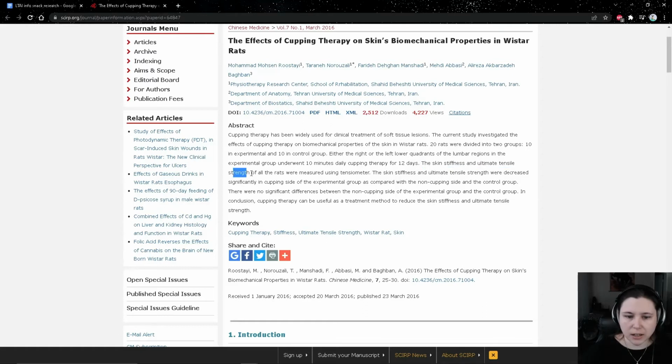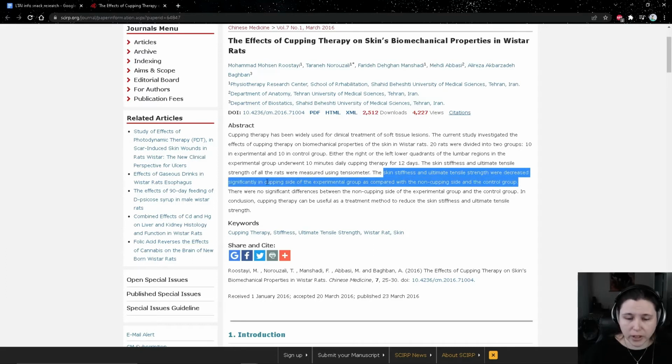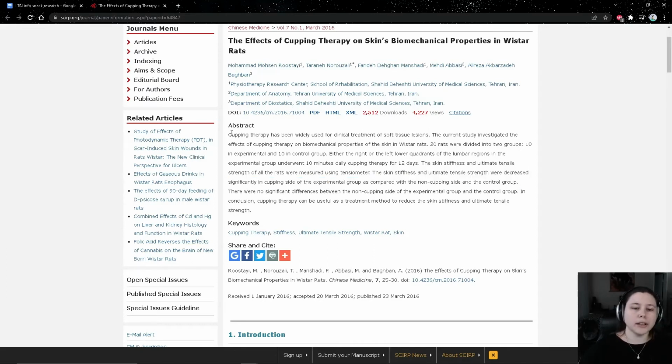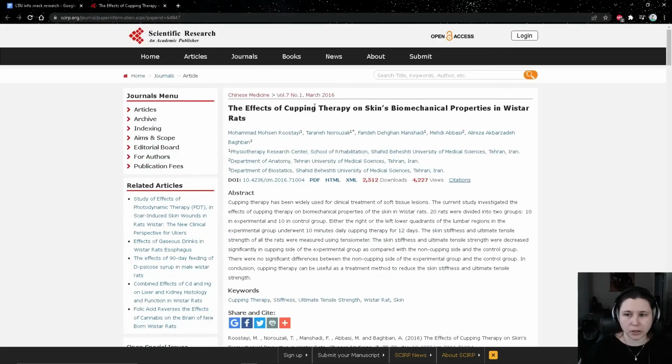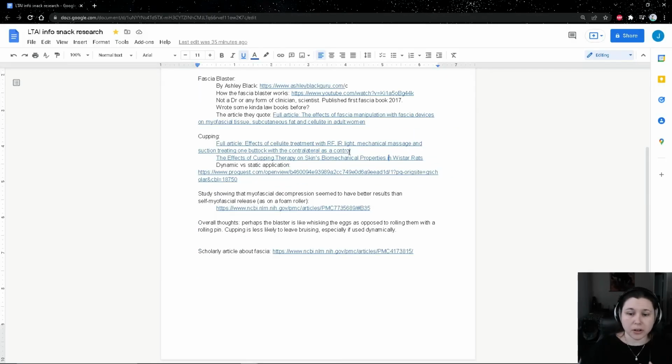Skin stiffness and ultimate tensile strength of all rats were measured. Skin stiffness and ultimate tensile strength were decreased significantly. Essentially, you can pause this if you want to read through it, but it's saying that they had good results in these rats using the cupping. There were measurable results from using the cupping to reduce skin stiffness and ultimate tensile strength. If it's reducing the skin stiffness, then I imagine that's going to help reduce the appearance of cellulite as well, if things are mobilized a bit better. So that's another independent, separate supporting study.